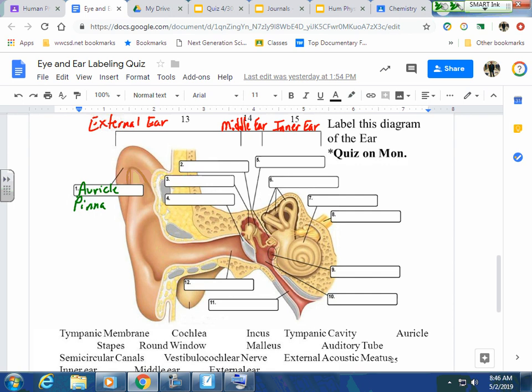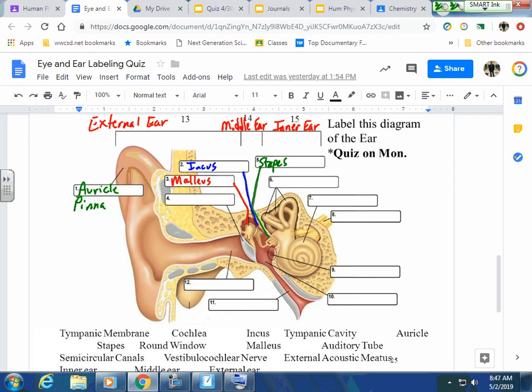Number 5 is malleus, the hammer. On here, it's called the malleus. It's right here. Number 6 is the incus, which is right here. Number 7 is the stapes, which is right here. That goes up against what's called the oval window, which they don't have labeled on here. Well, you didn't have to do it on yours either, did you?